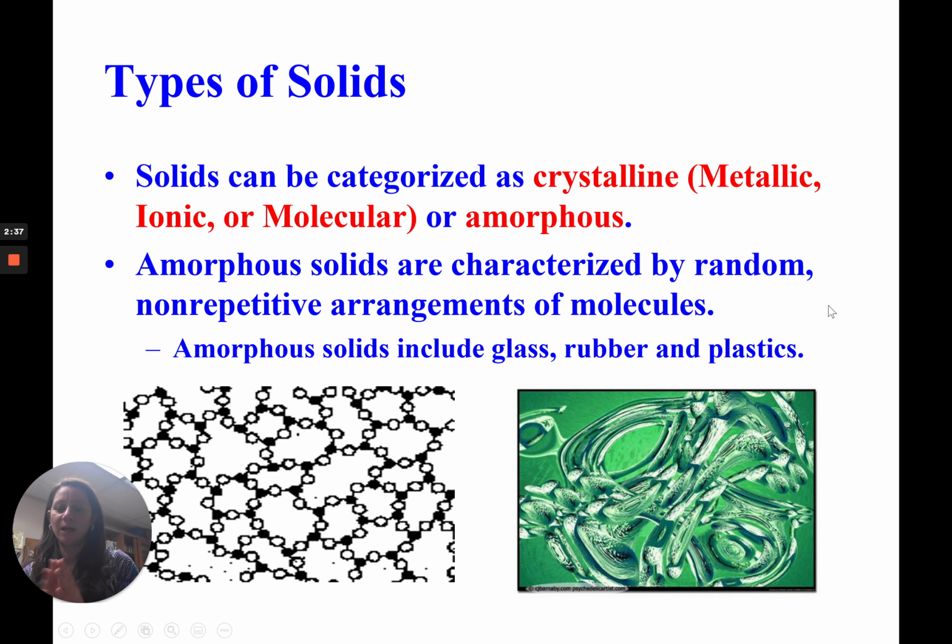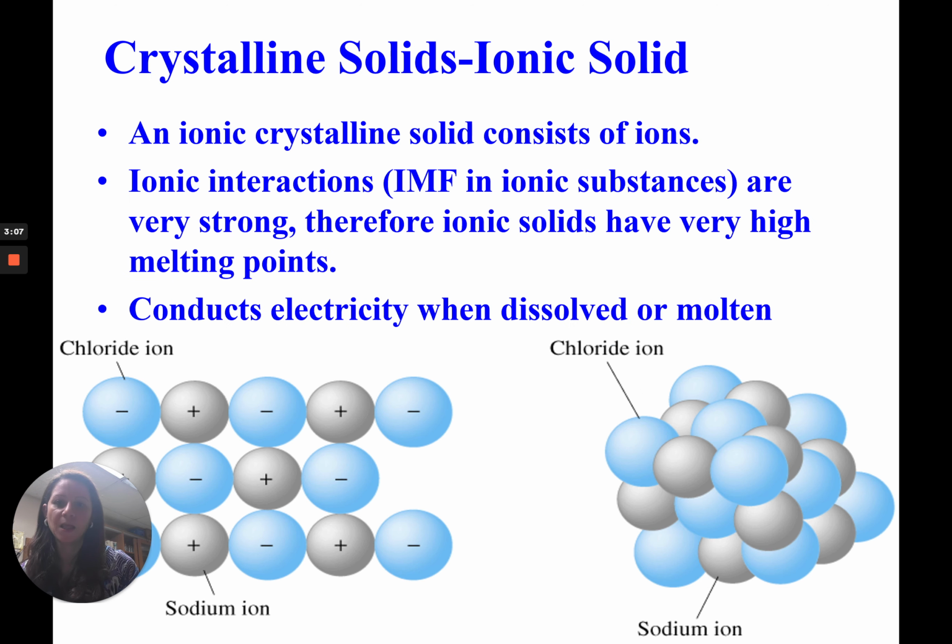So again, we have the two main types of solids. We have amorphous, which means they are random, and then we have crystalline, which are most of the solids, and that means that they are very ordered in a nice crystal. Within crystalline, we have three different types. We have crystalline metallic, crystalline ionic, and crystalline molecular. So really we have four types of solids: amorphous, and then crystalline metallic, crystalline molecular, and crystalline ionic. So we've talked about amorphous. Now let's talk about these three crystalline solids.